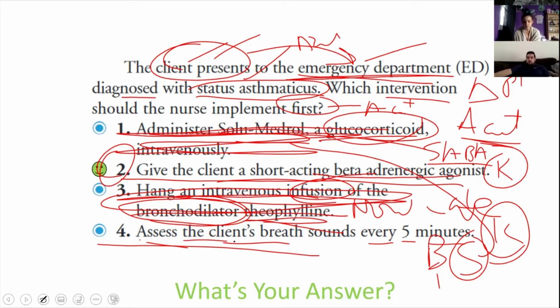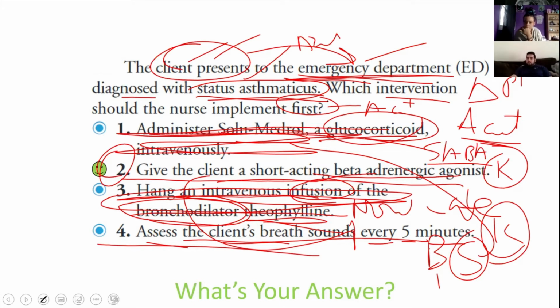Would I need to assess the client's breath sounds before? Well, if they're presenting with status asthmaticus, they're diagnosed with, there they are. Right, so I need to give them what they need to have. And then I thought that status asthmaticus was like an asthma attack that wasn't responding to bronchodilators. Like I remember that from nursing too. So is option number 2 just the best out of the options that were given? Yeah, because what is number 4 doing, right?